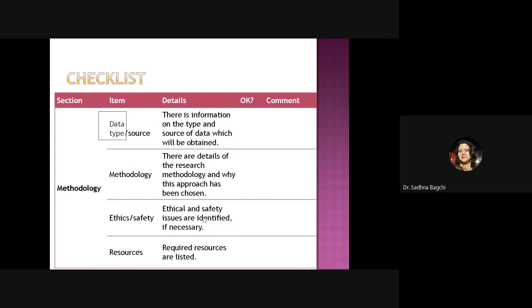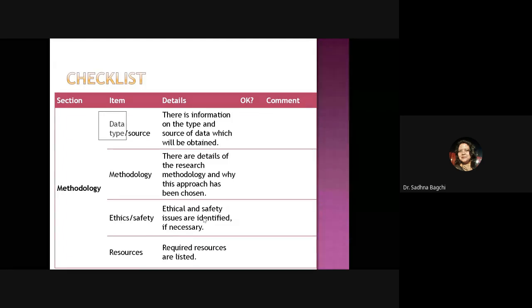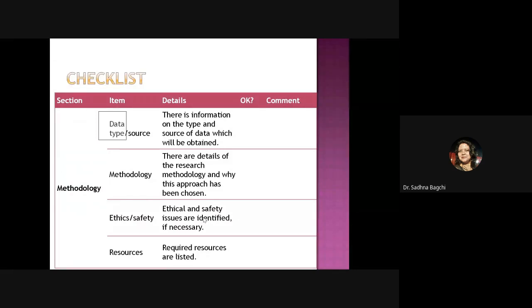Ethics and safety: ethical and safety issues are identified if necessary. In my previous lecture I already dealt with ethics, because you are a researcher and your study must be ethical and safe for society. Ethical means your data is not plagiarized. You should not take anything from anywhere without giving citations. If you are taking any statement or paragraph from a previous study, you have to give the citation.